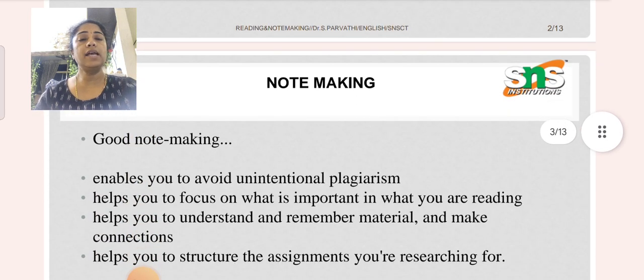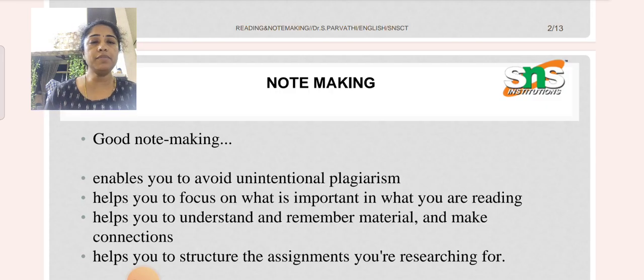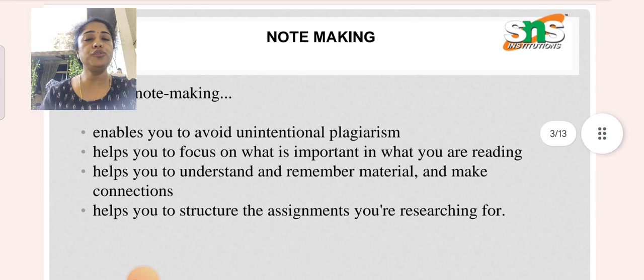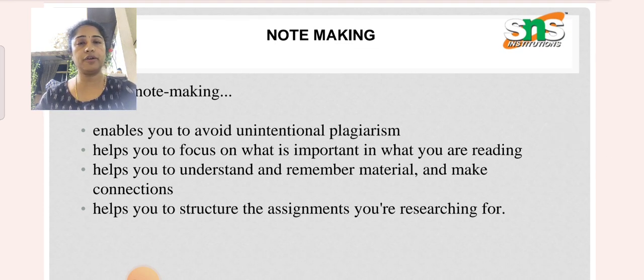The next one is, what is good note making? Once someone asks you to do note making, what you have to do: this enables you to avoid unintentional plagiarism, and it helps you to focus on what is important in what you are reading. It helps you to understand and remember material and make connections, and helps you to structure the assignments you are searching for. We do some exercises, like I used to give a paragraph to my students and ask them to do note making.